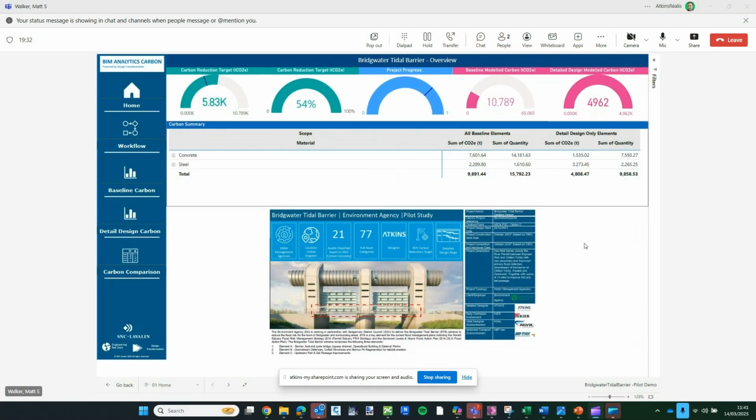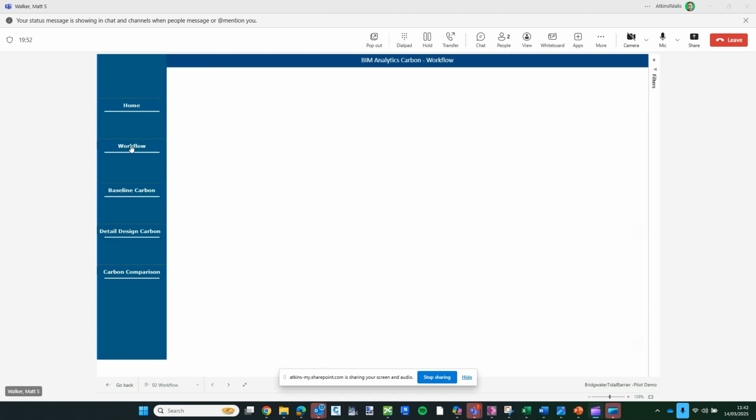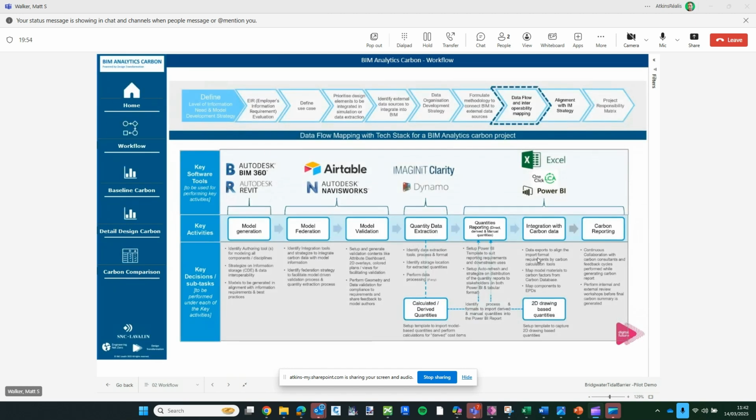Okay, so this is our BIM Analytics Carbon tool that we've deployed on the Bridgwater tidal barrier detailed design. This is our landing page, which provides some high-level metrics associated with the detailed design of the scheme and the embodied carbon. We then have some details here around the workflow.